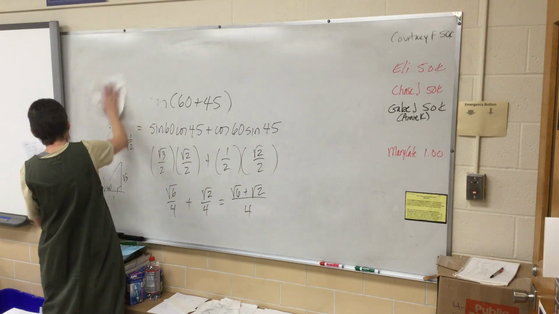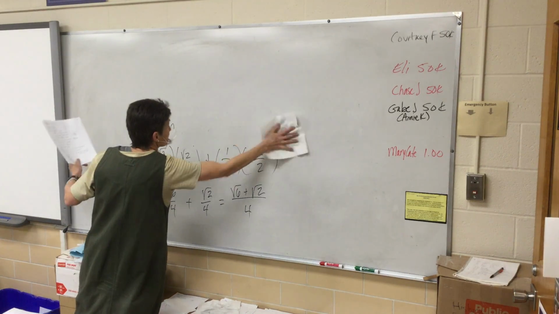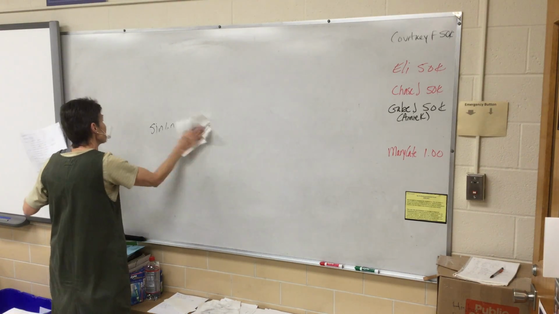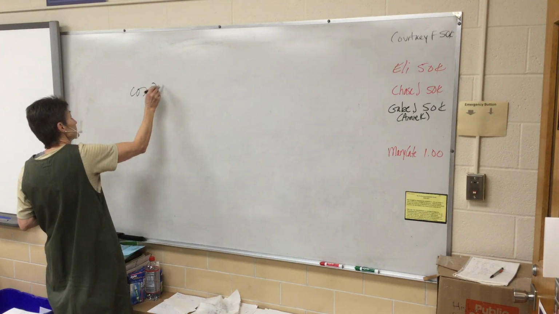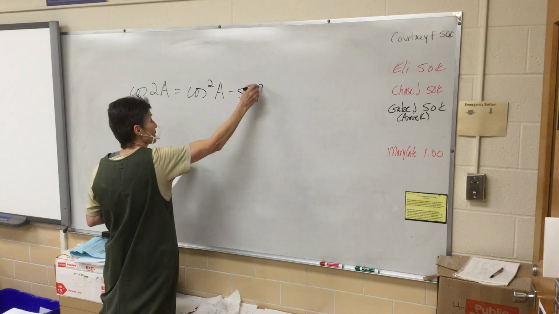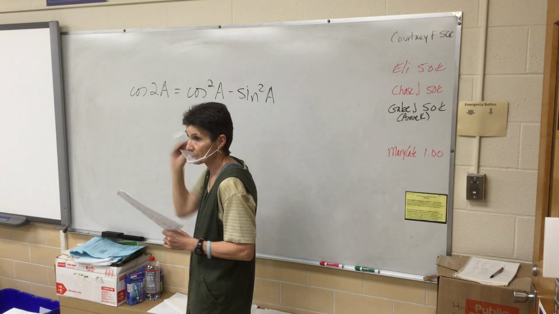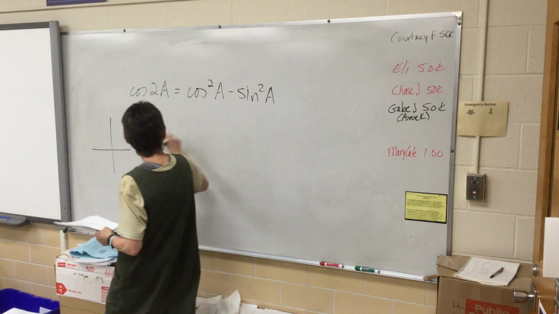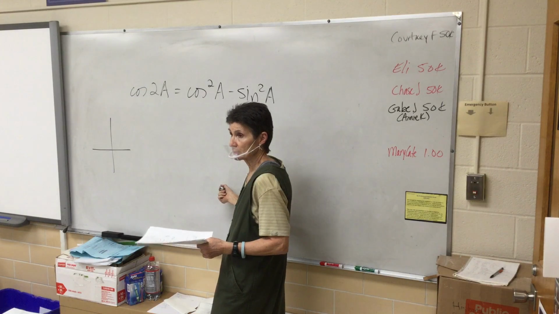So B says, find the cosine of 2A. All right, I'm just going to stop there. What is the formula for the cosine of 2A? Cosine squared minus sine squared. So I'm going to write down the formula that I'm going to be using. Now I'm going to draw a picture so that I get some numbers to plug into my formula, just like I did a second ago.